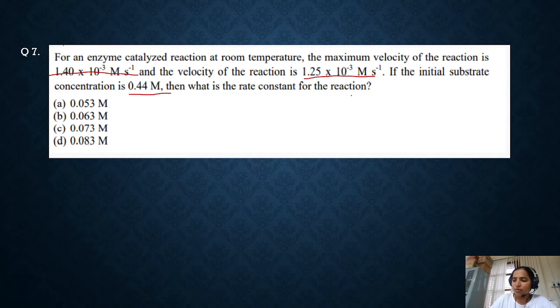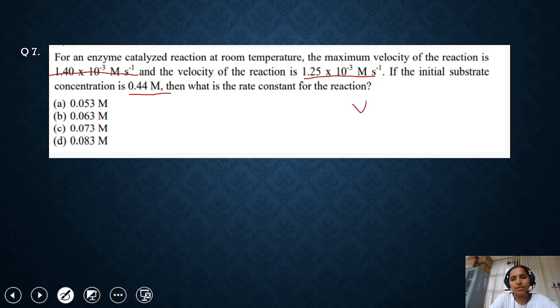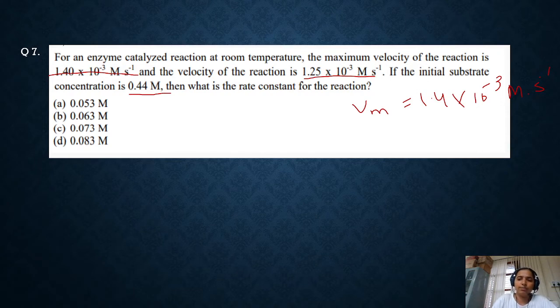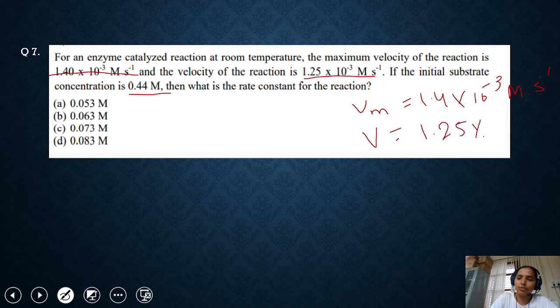So first we must know what is given and what is required. Let's write what they have given to us. First is the maximum velocity, it means V max, equal to 1.4 into 10 raised to the power minus 3 molar into second inverse. The next thing they have given is the velocity of the reaction, meaning V. This is not the maximum velocity. So this is 1.25 into 10 raised to the power minus 3 molar into second inverse.